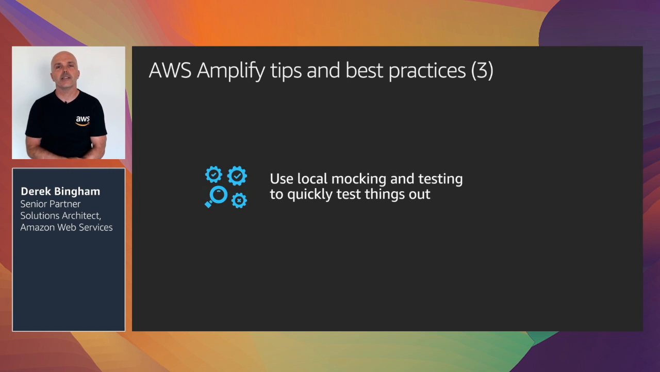My third tip is use local mocking. Again, I used it in my demo. Great way of getting that fast feedback cycle from developing to testing, so you know if your relationships work, if your modeling is effective, and if things like auth work for you inside your application. So use local mocking while you can, where you can.